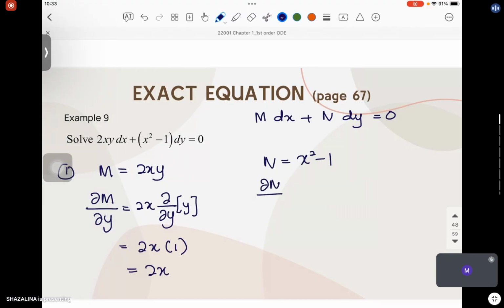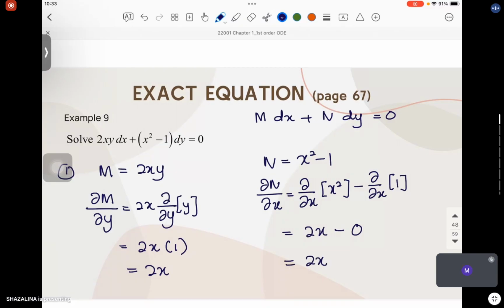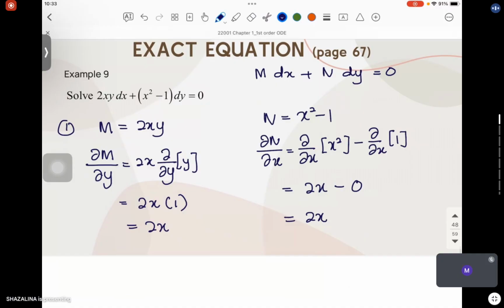Then differentiate N with respect to x. In this case, the first term is x squared, so differentiate x squared, minus differentiate 1. Okay, x squared differentiate will be 2x, minus differentiate 1 will be 0. So, simplify, 2x. Since del M del y equals del N del x, we can conclude that this is an exact equation.